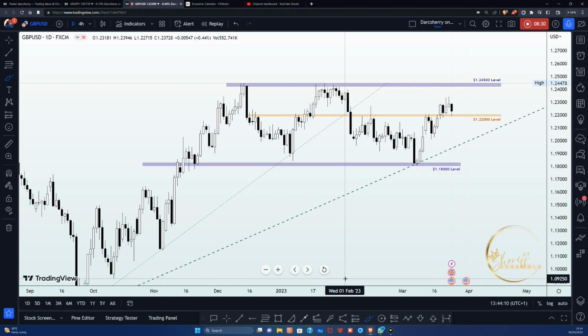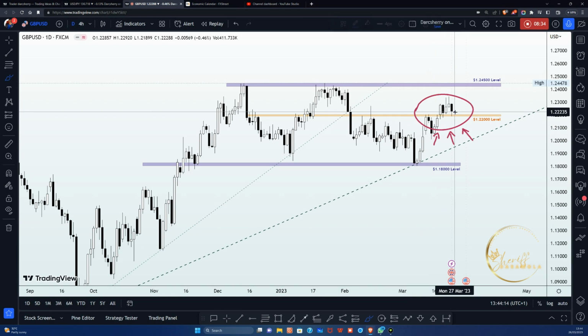But if we look at what happened throughout the course of last week's trading session, we finally saw price action break out that key level at the 1.2200 level, which was actually our key level for last week. And I think it's going to remain our key level for this trading week. And why have I said that? You can see that price action is still trading right around that area.